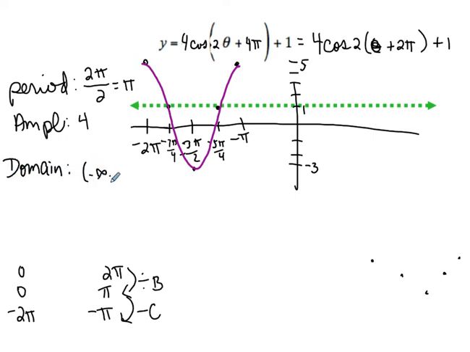Okay, so now I need to write in what the domain is. It's all real numbers, negative infinity to infinity, and my range is from negative 3 to 5.